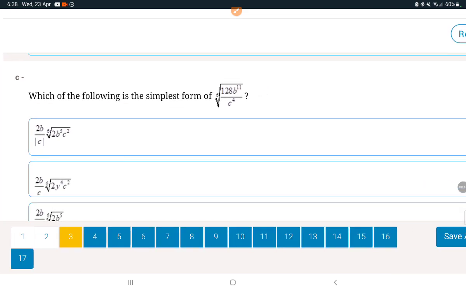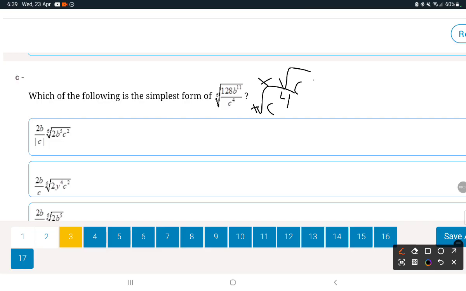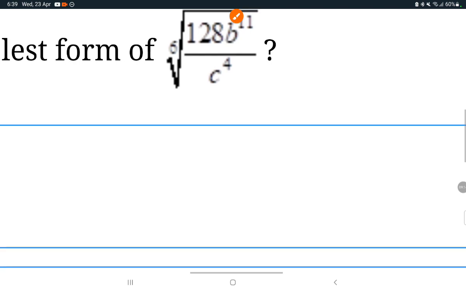Alright, for this part, first of all we're going to need to rationalize the denominator. So we multiply by the radical c to the power of 4, up and down. Wait, no we don't. No we do. My bad. No, not c to the power of 4. Okay, so the index is 6.